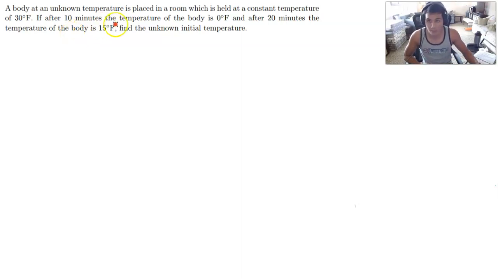Okay, so we've got this problem, and basically we are given two conditions for the temperature of a body in a room, but we don't know the temperature of that body originally. We only know what it's going to be after some time, and our goal is to find the initial temperature of that body.